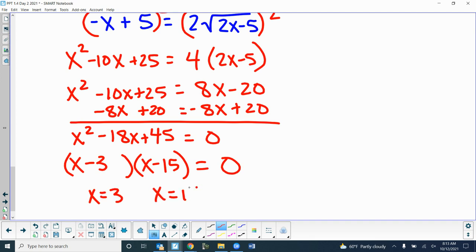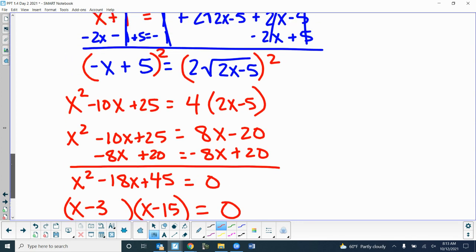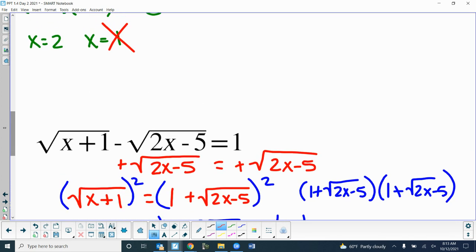All right. Now we got to go back where? Back to the original problem, right? So we had 3, we had 15. All right, what's 3 plus 1? 4. What's the square root of 4? 2. 2 times 3, 6 minus 5, 1. What's the square root of 1? 1. Is that true? Yeah, so that works, right?